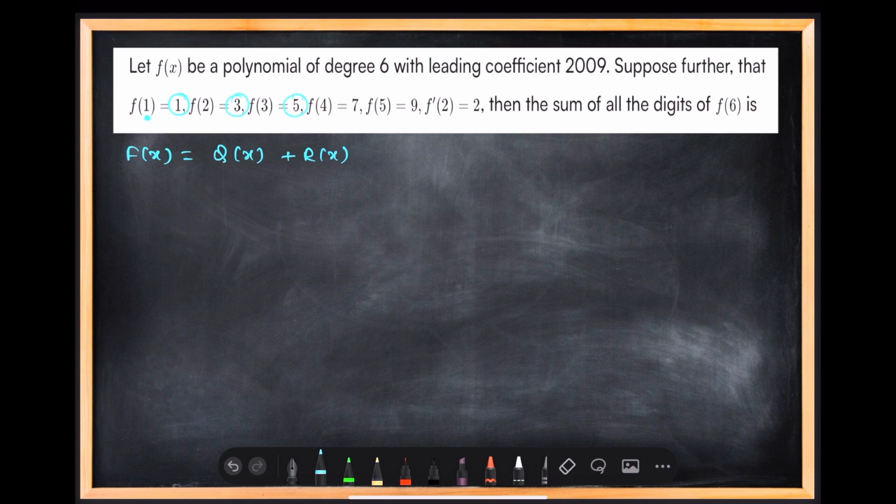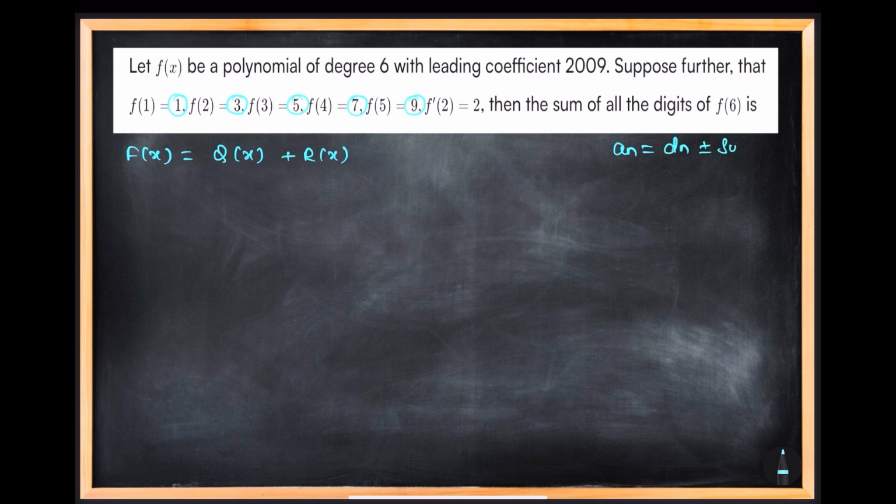Now my point is, you have to establish some relationship. You have to be careful. Look at this. Just observe the remainders. If you observe, you will find that you have 1, 3, 5, 7, 9. So the numbers are in AP. You know that if you wish to write down the general term of an AP, you should go with dn plus or minus something.